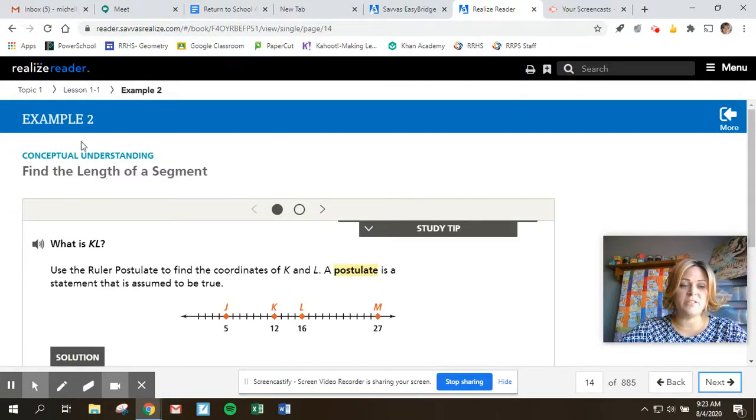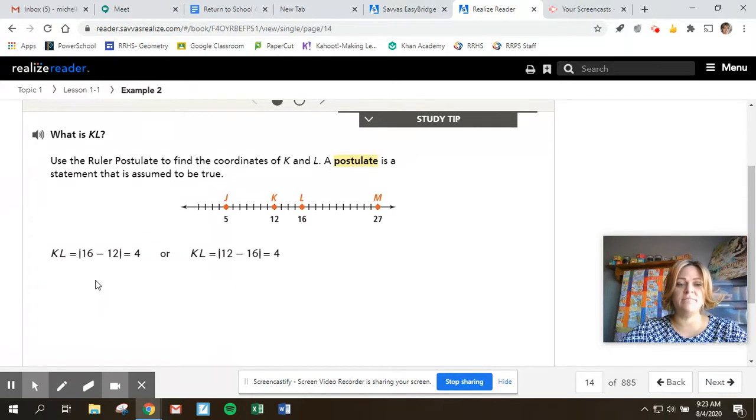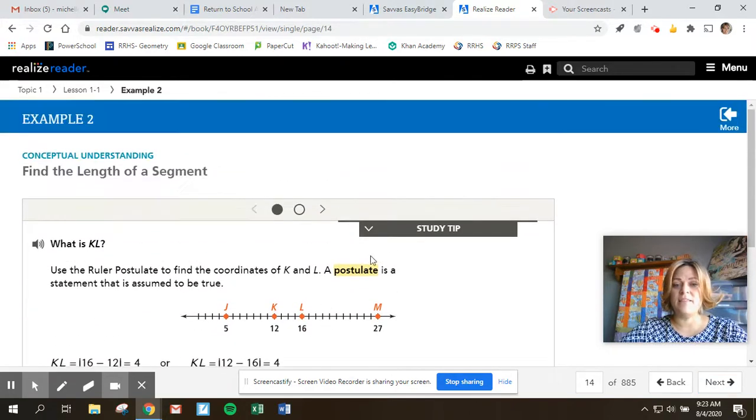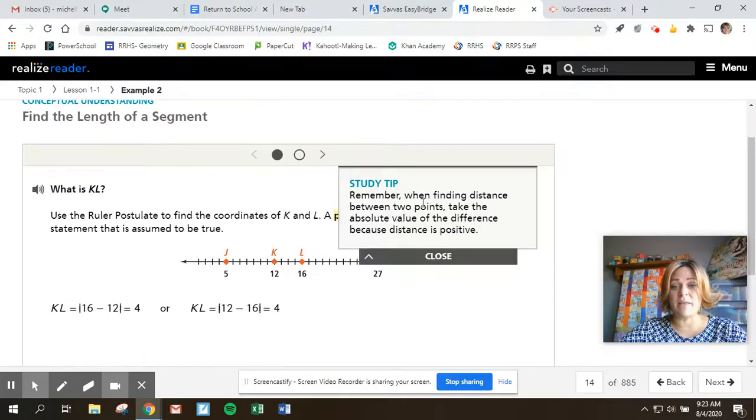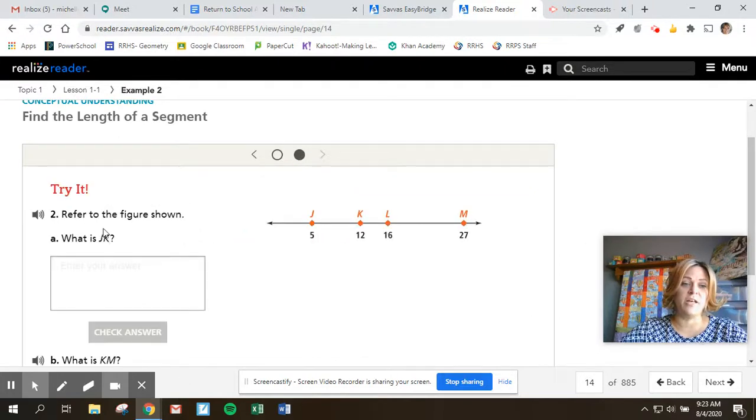Okay, conceptual understanding, example number 2. Again, this is an example, so you can look at it, say, I think I figured it out, and then check your solution, and it tells you exactly. There are also helpful study tips, which is amazing. Remember to look at those, especially if you're struggling. And then I'm going to go to the try it. Refer to the figure shown. What is JK? They're looking for the length, J to K.